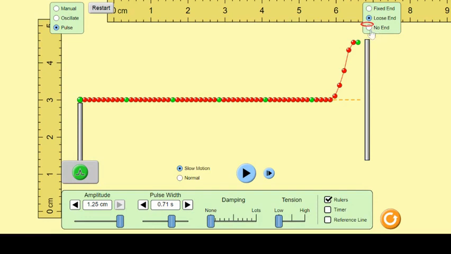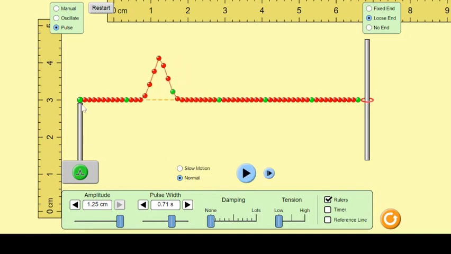And maybe it's just hooked on here loosely, or a little piece of string tying it on. And what happens is when it comes back down, that energy is transferred back into the spring, and you're going to see that it travels above on the way back.